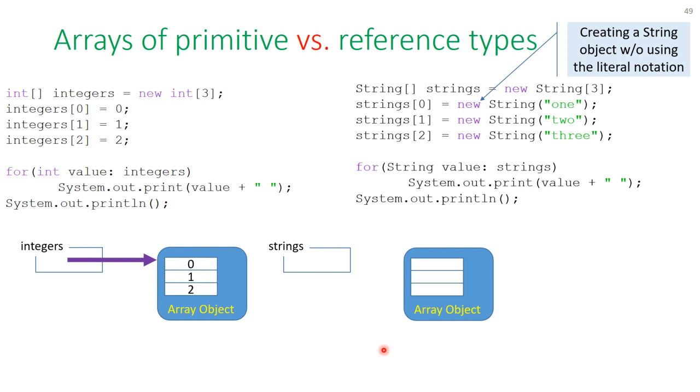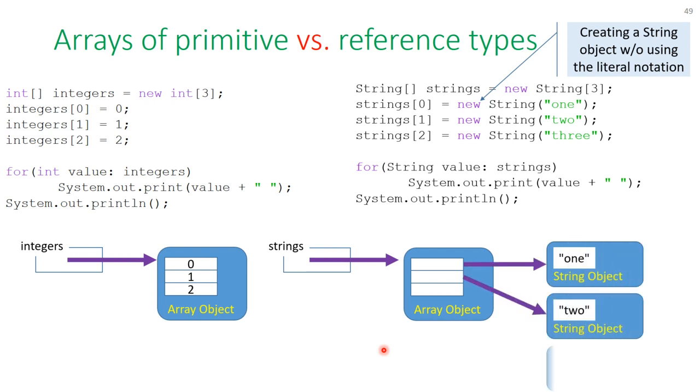So far, so good. It looks exactly like what we did before. And then I have the reference pointing to that array object. Then I created 1, 2, and 3 objects of class String, and I put the references inside each of the slots of the array. So you see the difference, right? It's a little bit more involved here.